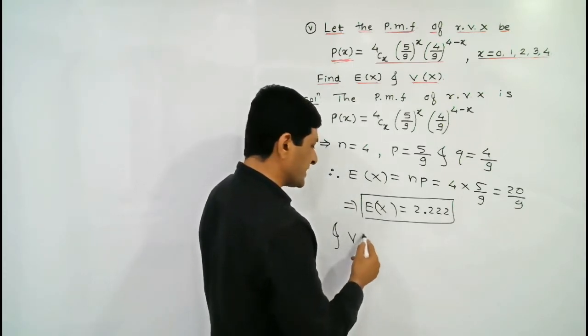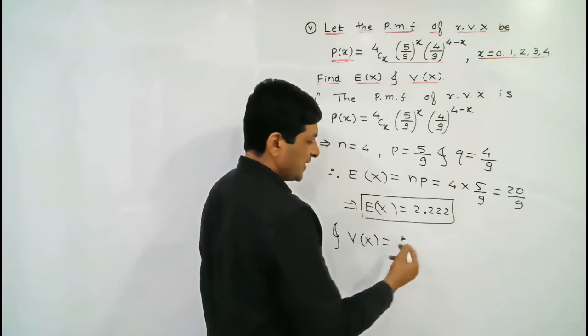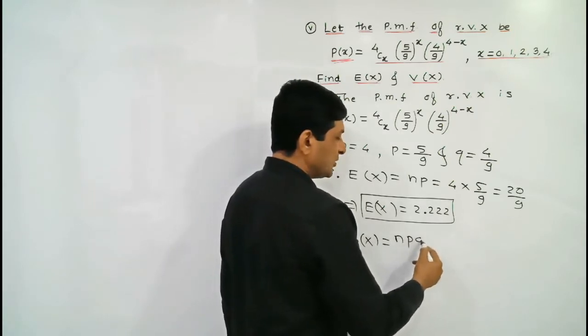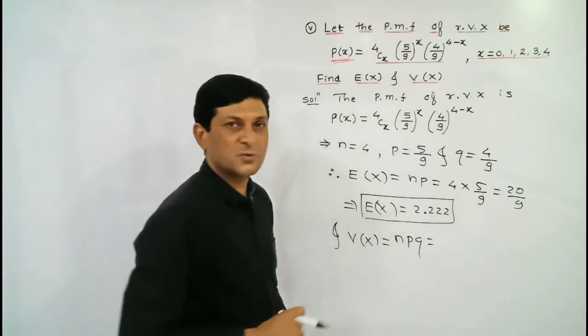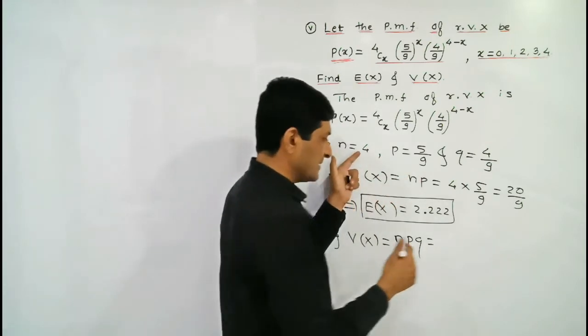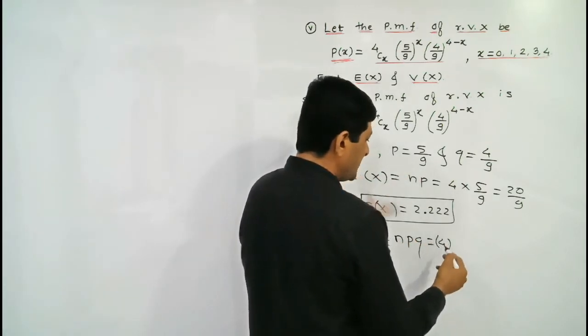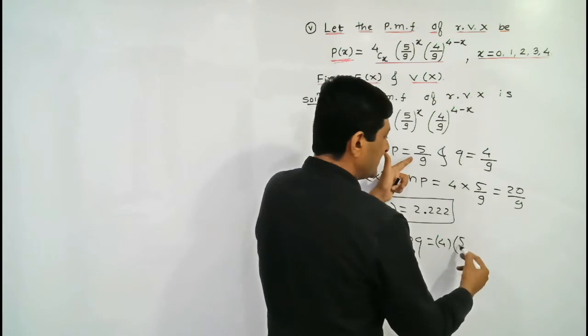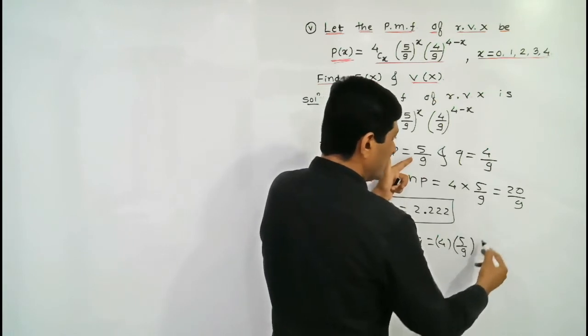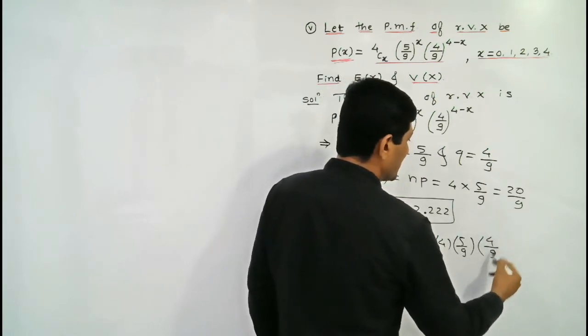Now we are finding the value of V of x. This is our second required value. What is the formula to find V of x? npq. Now the remaining part is just to substitute the values. All the values are known to us. Replace n by its value 4, p by 5 by 9, and q by 4 by 9.